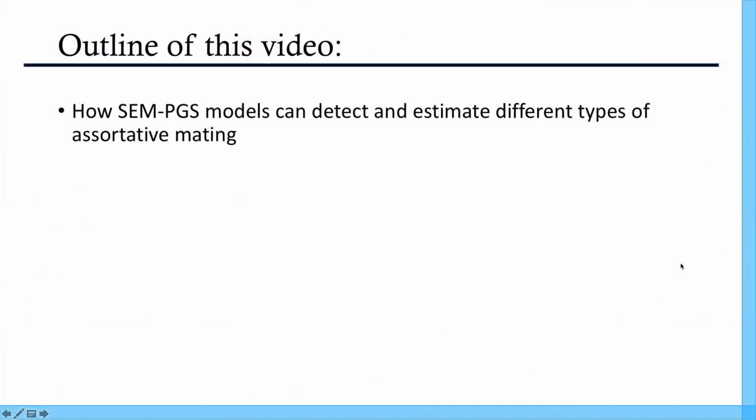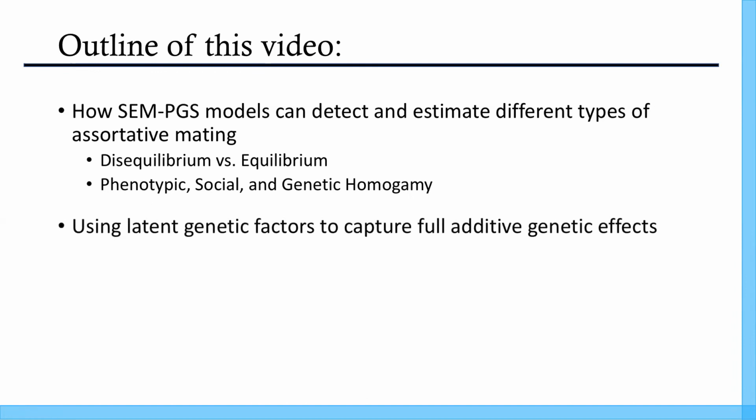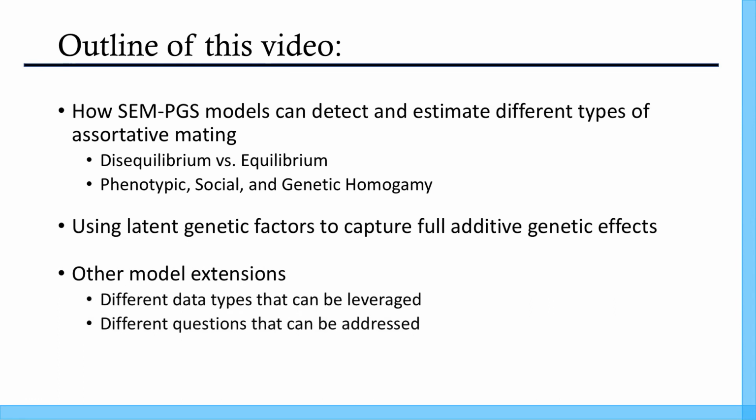So specifically, I will be talking about how SEND-PGS models can detect and estimate different types of assortative mating, including assortment at disequilibrium and equilibrium, as well as phenotypic, social, and genetic homogamy. And I'll be going into all these terms in depth later on, so don't worry if they're unfamiliar to you right now. In addition, I'll talk about using latent genetic factors to capture full additive genetic effects, and some other model extensions that we're working on right now that will allow users to leverage different types of data and address different types of questions.